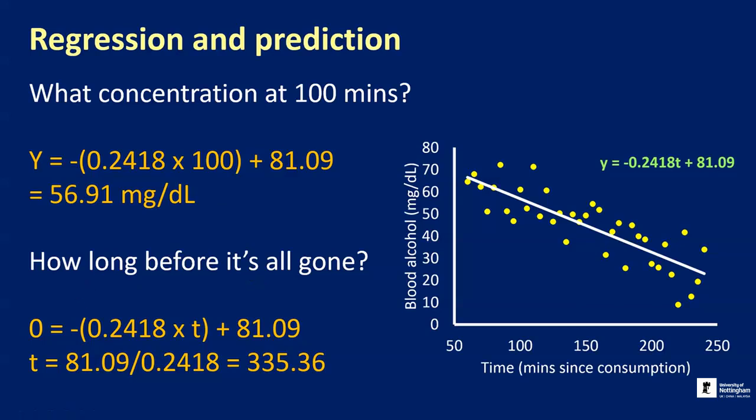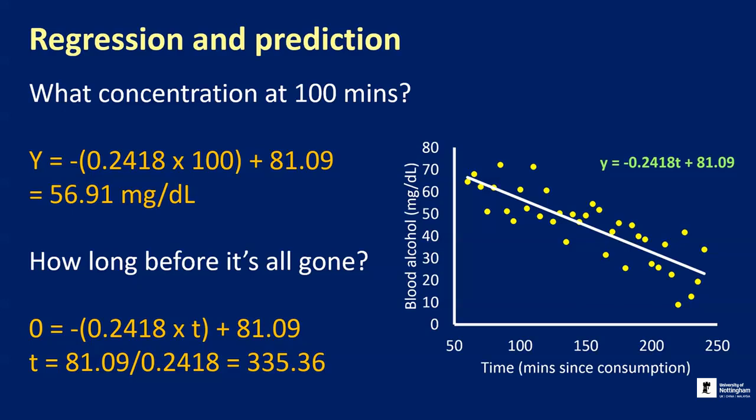But you could say, well, how long until it's all gone? This is flipping the question on its head in a sense. What you're saying is, at what point will blood alcohol concentration be 0? So we can say, when will y equal 0? Given everything else we know, the only unknown remaining is t. So if we're looking for 0, we can rearrange this equation to find t, which, if you do the maths, comes out at 335 minutes. So 335 minutes after the consumption of this beer, the blood alcohol has gone.